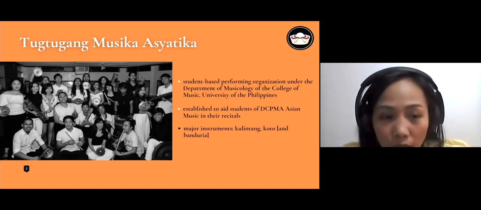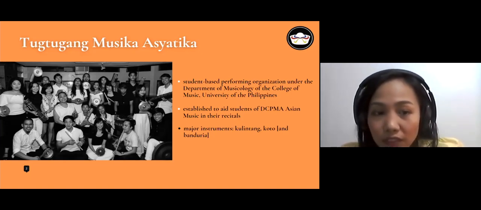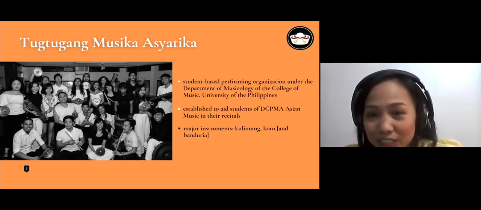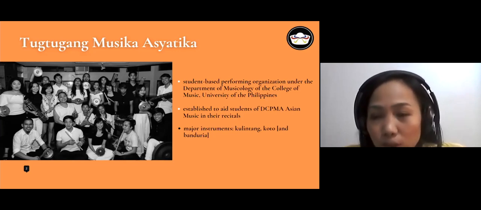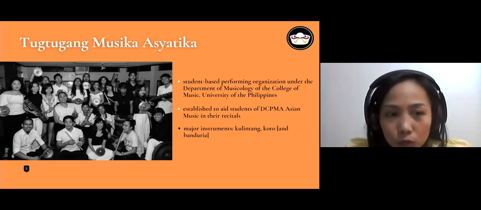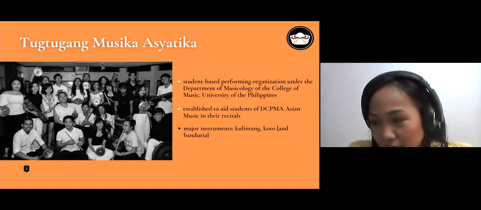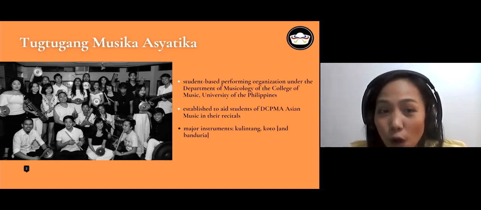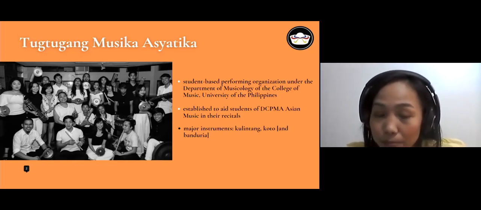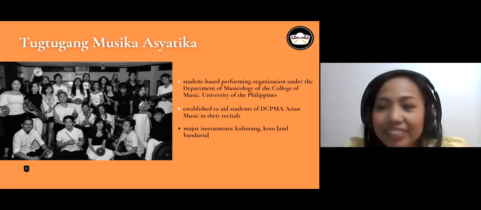Tugma has been necessary because most of the students coming into the college and enrolling in the Asian music program have Western music education as their background. So when they enroll in Asian music, it's the first time for them to see and learn traditional Asian music instruments. Being part of Tugma as a performing org helps them to hone their skills and their learnings as Asian music students. Four years of the Asian music program is very short for us to master the Asian instrument. By joining Tugma, it kind of fast-tracked our learning and mastery of the instruments.